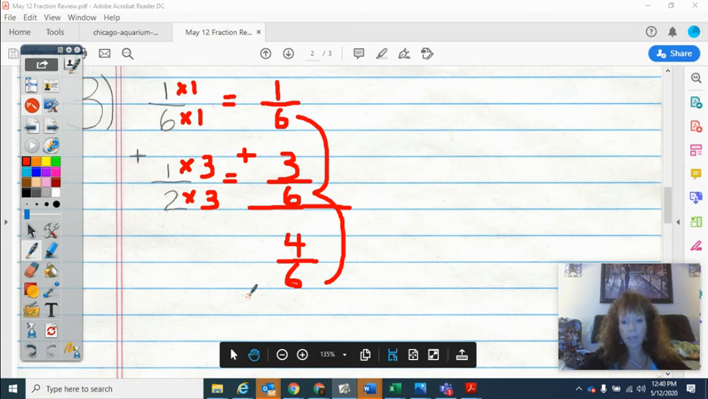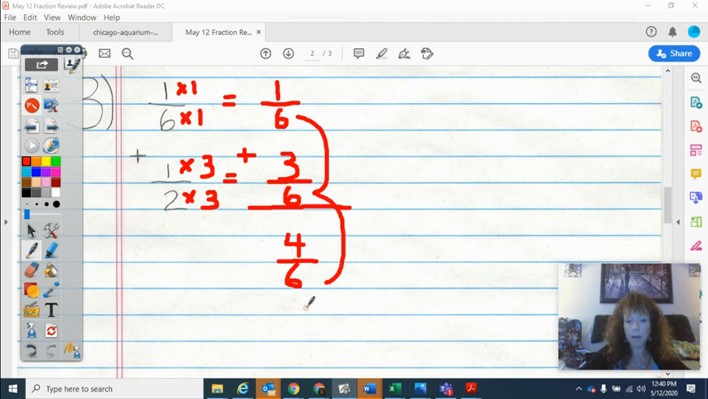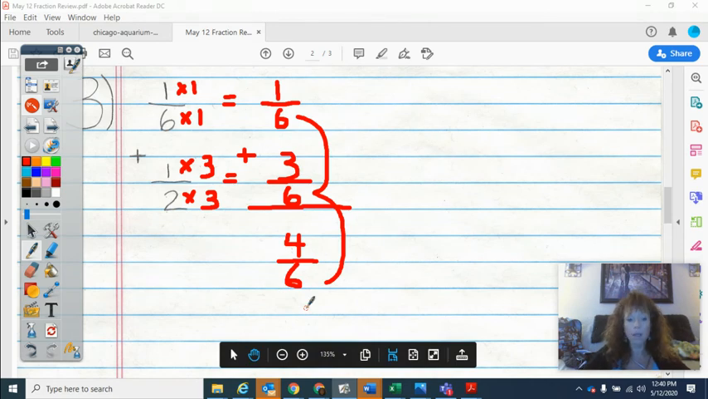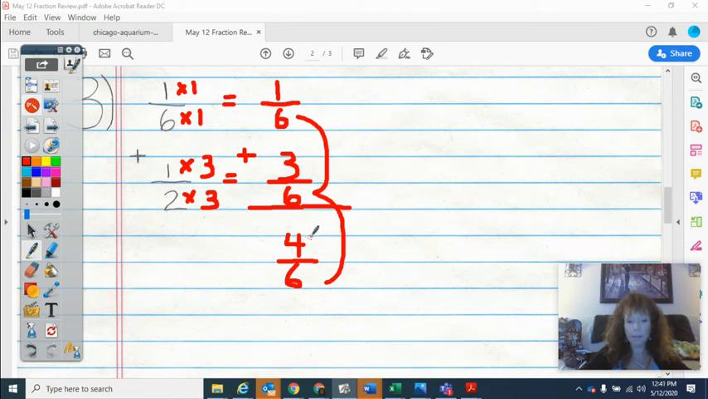But remember, with fractions, I have one more step. I have to ask myself, is there a common factor? A whole number that can be divided into 4, that can also be divided into 6 evenly. That means that the answer or the quotient is a whole number. Is there a whole number that goes into 4 evenly that also goes into 6 evenly? Yes, that number is 2.